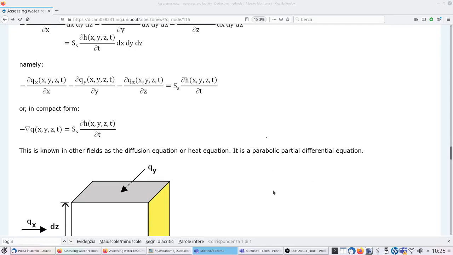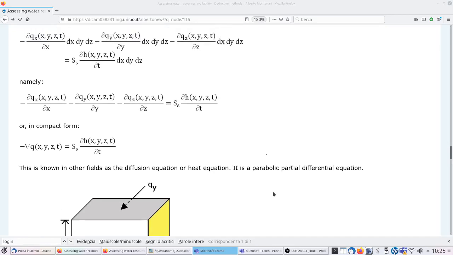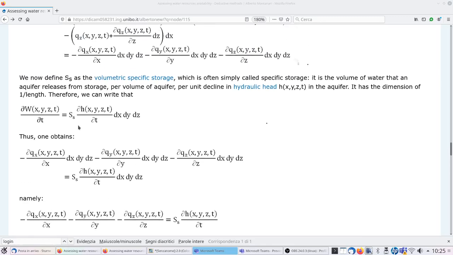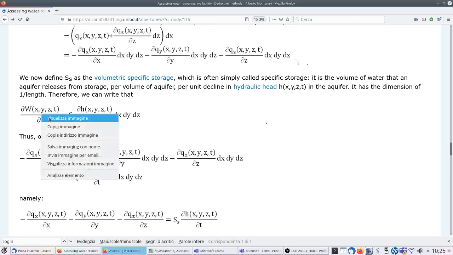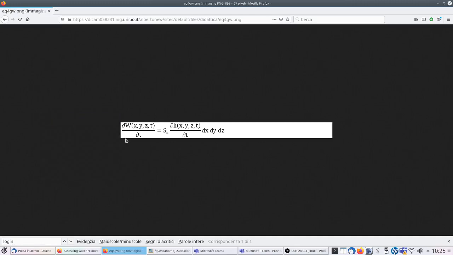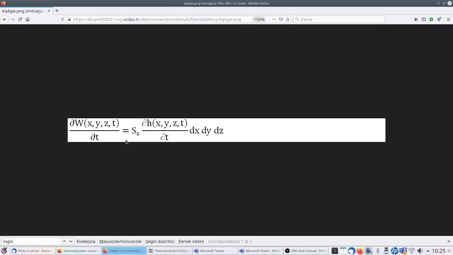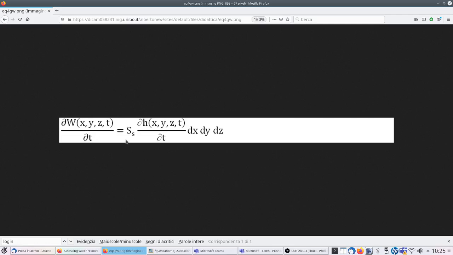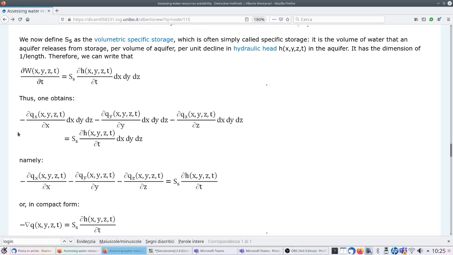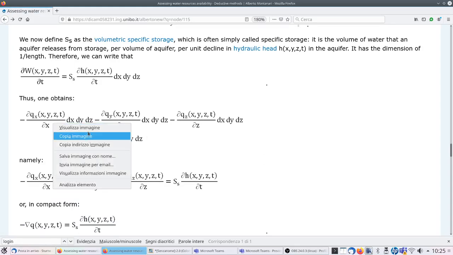Yes. Okay. Now you can see the screen, so let me go to the equation that I wanted to highlight, which is this one. And you see here we got the change in volume expressed as the product of the specific storage times the change in hydraulic head, which is consistent with the definition of specific storage that I just gave. Okay, very good. Now we can substitute here, and then we can write the equation in this form.